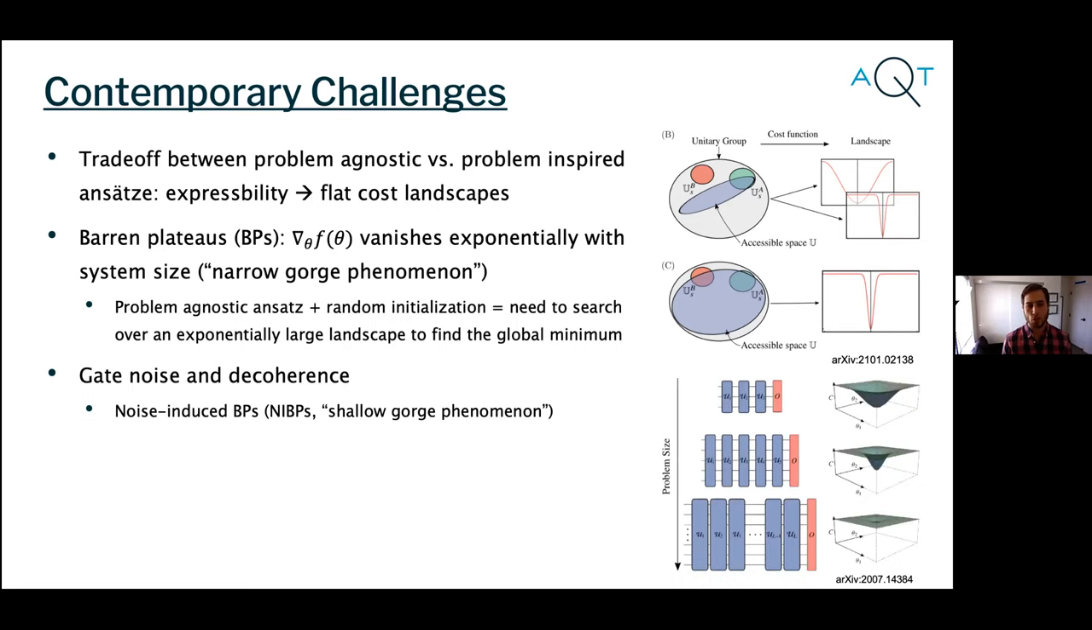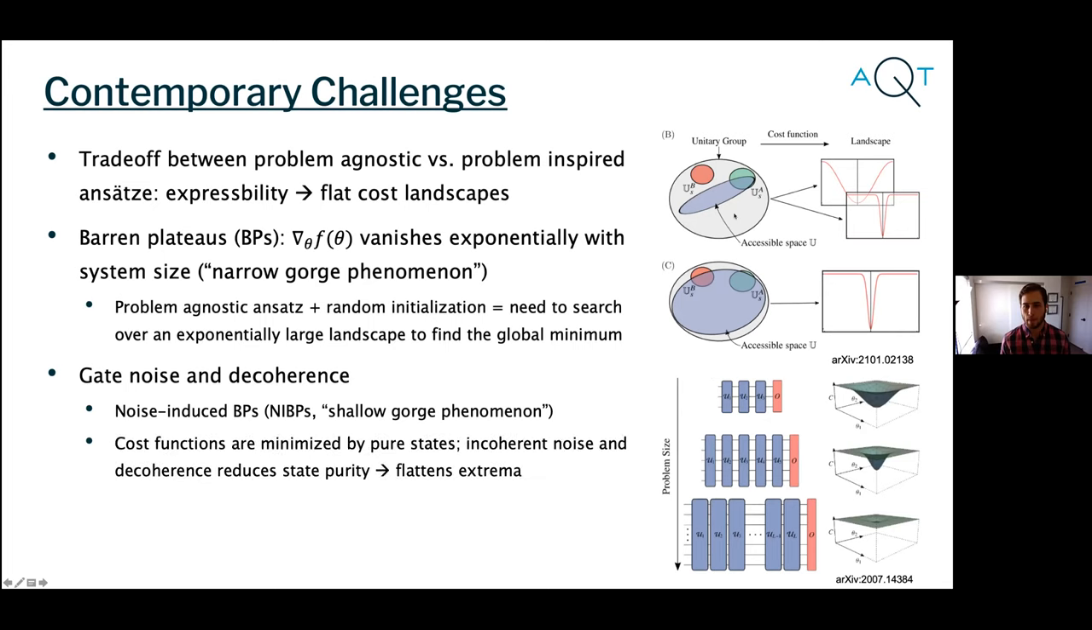And this leads to the notion of noise-induced barren plateaus. So if I consider a shallow depth circuit with a small number of qubits, I may have a nice clean landscape. But as I make the circuit longer in depth and add more qubits, I add more noise and I'm more susceptible to decoherence. And this leads to what's known as the shallow gorge phenomenon. I shrink my minimum, basically.